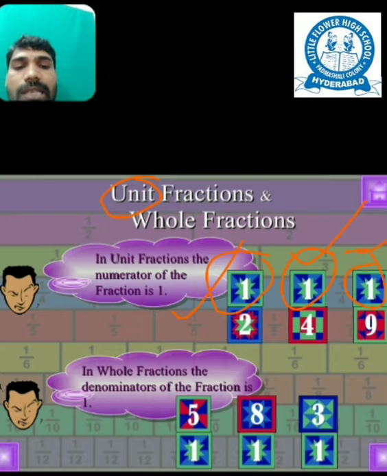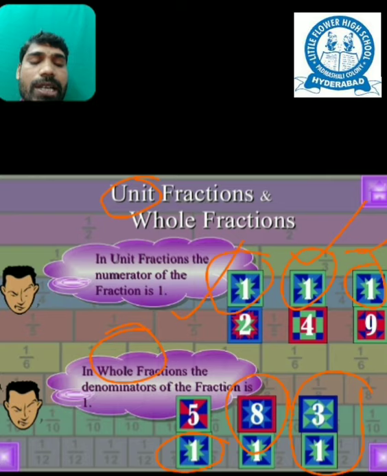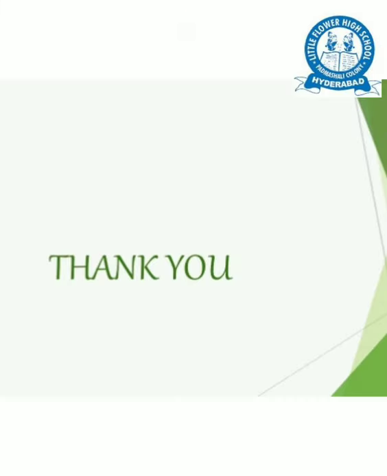Next let us see whole fractions. In a whole fraction, the denominator is 1. So 5/1, 8/1 and 3/1. Here you observe that the denominators are all 1. So these are called whole fractions.